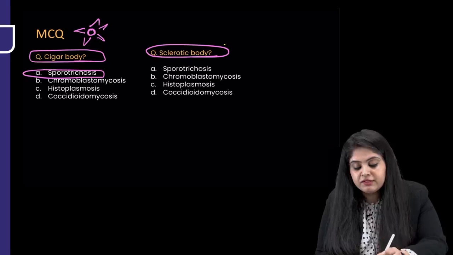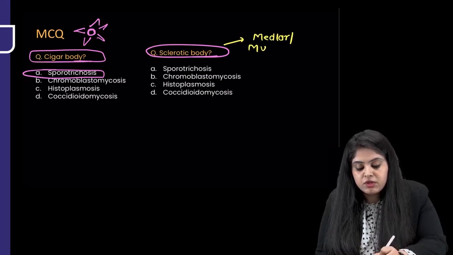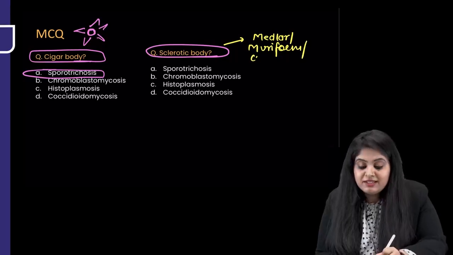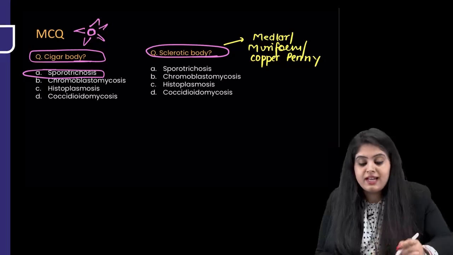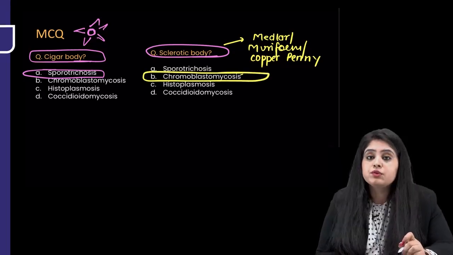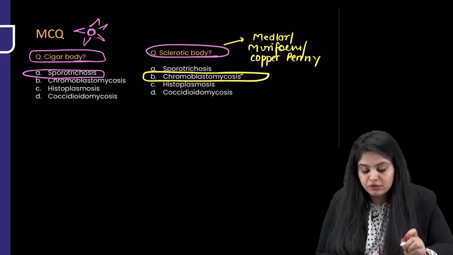I'll give you some other hints. Sclerotic body was also known as the medlar body. Sclerotic body was also known as the muriform body. It was also referred to as everyone's favorite copper penny bodies. Where do you see that? So that was a twist I wanted you to recall from the previous section. That is what you see in chromoblastomycosis.